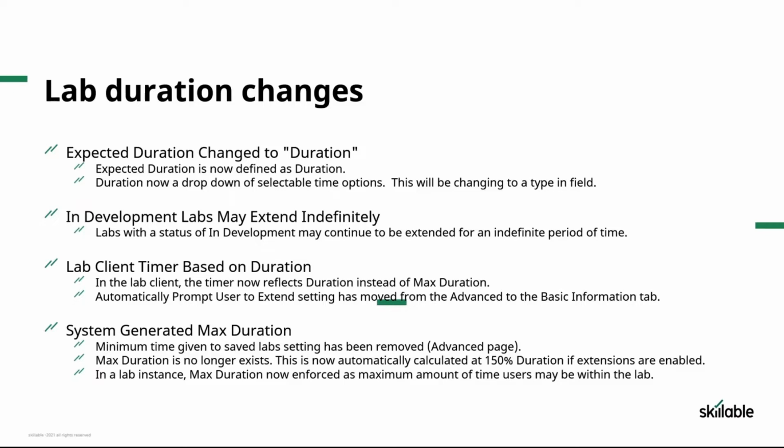Now, just like before, and we'll see this again in a moment, you can enable the labs to be extended. Okay, so if you think about the maximum duration, that was a box where technically you could put the time in that the labs could be extended to. And as I've mentioned, that's really where the bug was, because we didn't enforce that time, because users could indefinitely extend. So now you don't have a maximum duration. The maximum duration is actually generated from the duration field. It will be 150%. So back to my example of you've got a lab that runs for 2 hours, the actual maximum duration, which automatically gets calculated, would be a 3-hour period. So the lab could actually run for up to 3 hours.